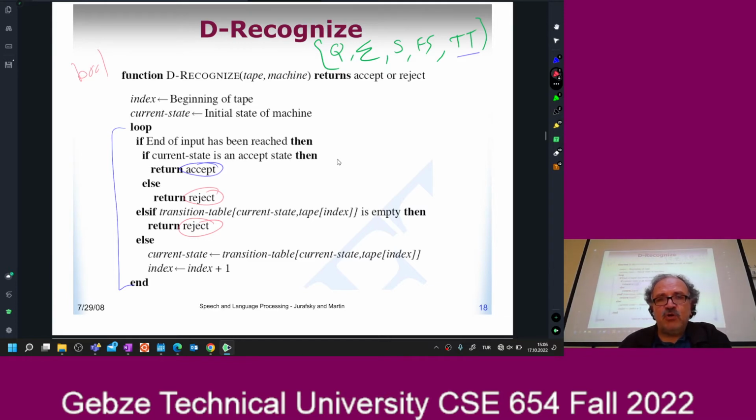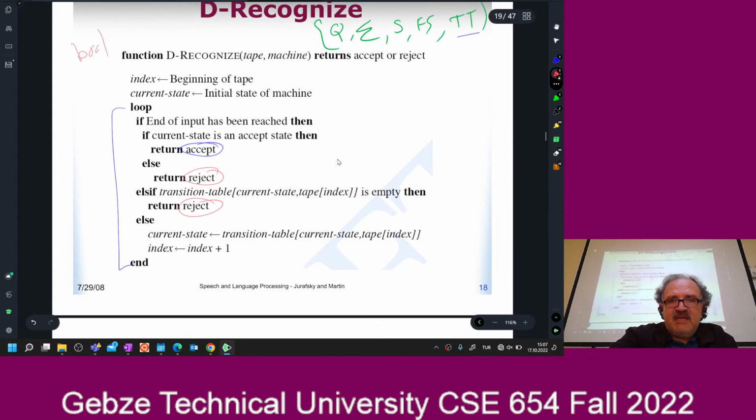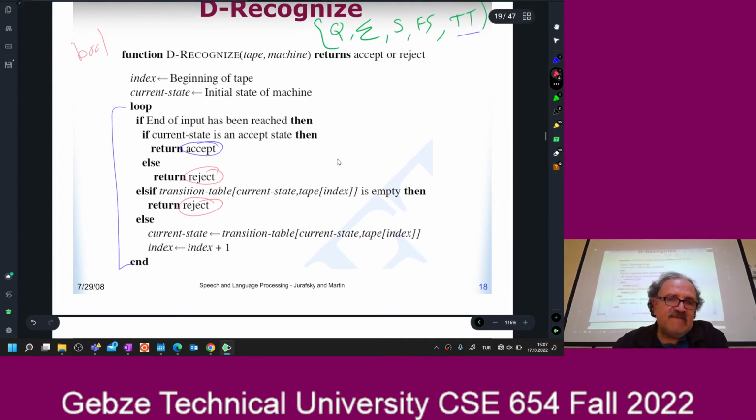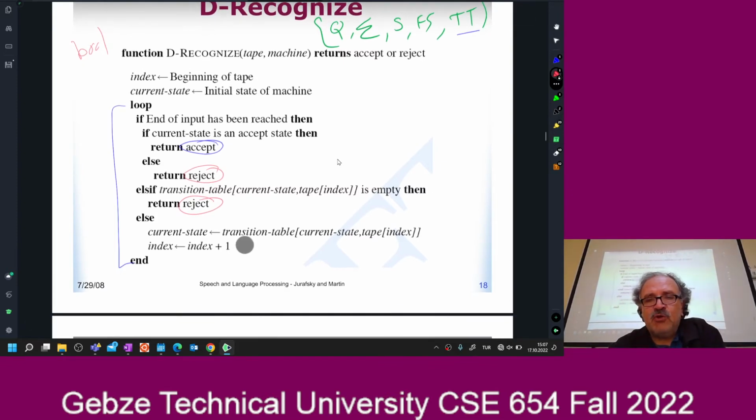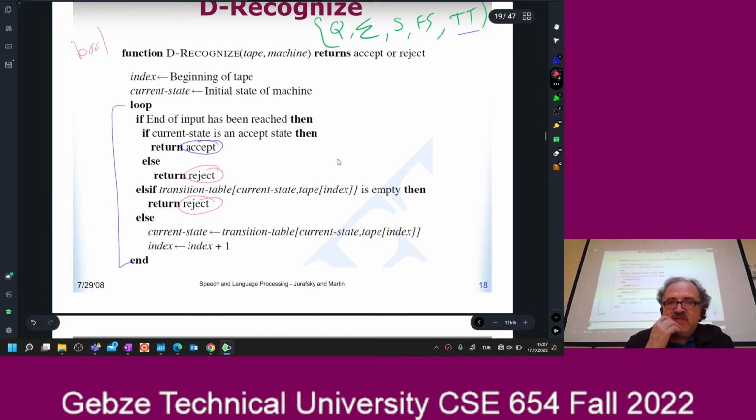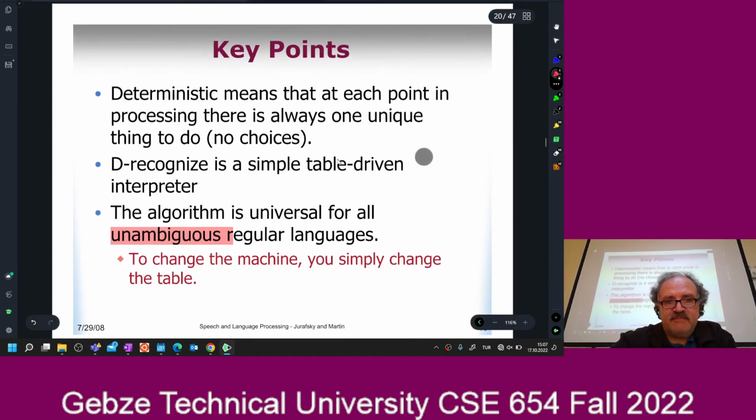For the non-deterministic recognize, these parts will be the same. But remember, for the non-deterministic case, my current state cannot be deterministically a single state. I have to branch here, and my reject will be different.